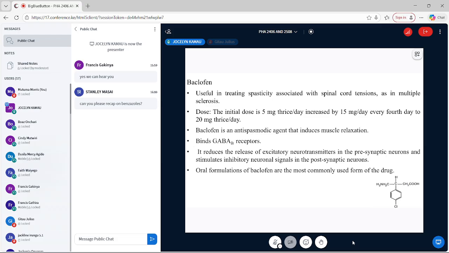Again, it's not difficult to know the group that is different, that group. The chlorophenyl group is a benzene ring substituted with a chloro group, or chlorine atom, at the para position. Butanoic acid is a 4-carbon chain, with an amino group at the 4 position and a carboxylic acid group at position 1. That is the structure.